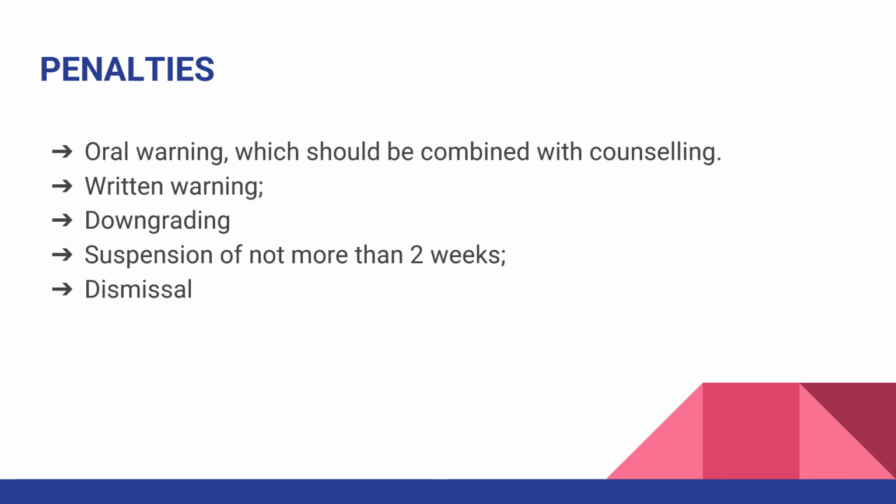Finally, after conducting a domestic inquiry, employers can penalize employees guilty of misconduct in the following manners. Number one, oral warning, which should be combined with a counseling session, or written warning, or downgrading, or suspension of not more than 2 weeks. And the last one, dismissal. This is all the penalties for the employees who have committed misconduct.